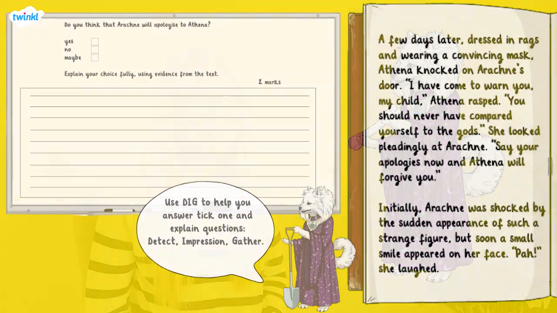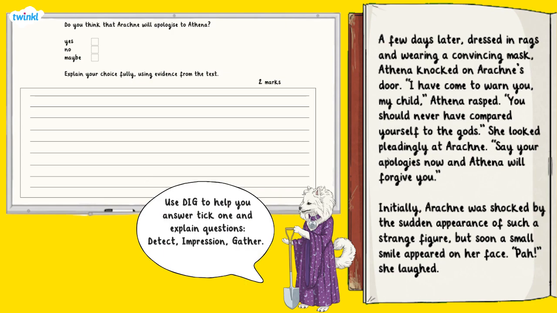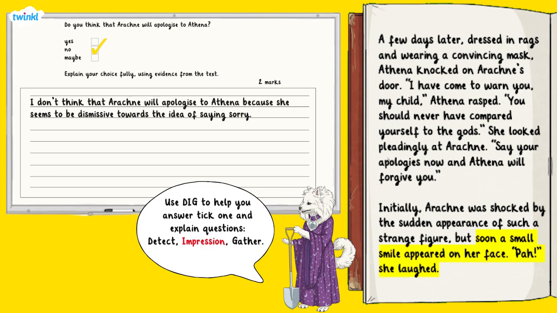How did you find that? This is a predicting question, so we need to apply what we've learnt from Predicting Pip. She's the clever canine who helps us to make a logical guess about what will happen next. Look how a suggested answer can be formed with DIG. Let's detect by looking for clues in the text to help form your opinion. From my detecting, I'm going to tick no. Then I will explain my impression. I don't think that Arachne will apologise to Athena because she seems to be dismissive towards the idea of saying sorry.